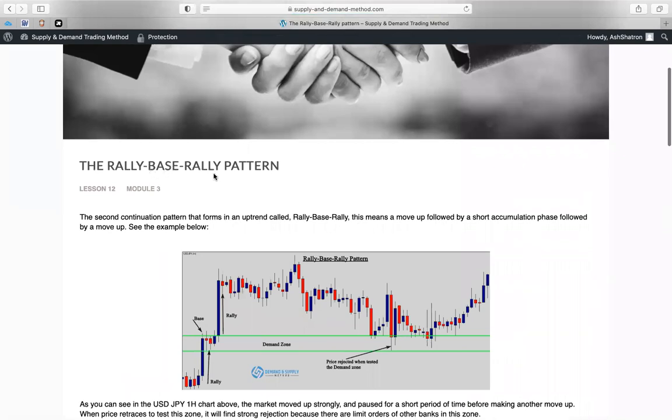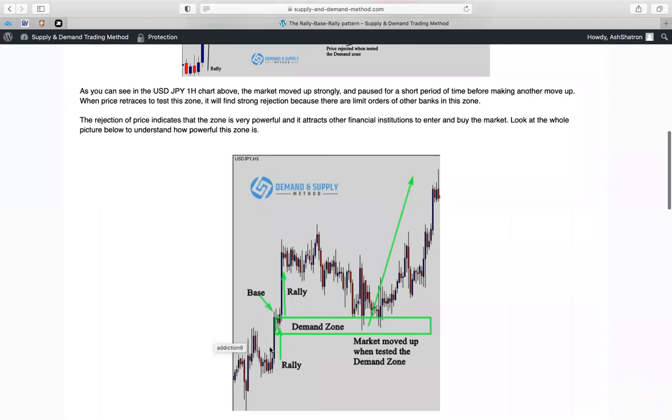This is a rally base rally, meaning price is going up. You see a brief consolidation, then price continues to the upside. So price goes up, a base, and then price goes back up. You expect price to go back to the same region, which is this side, and price will go back up. As you can see, a rally, a base, and then a rally. Price returned to the zone and went back up.